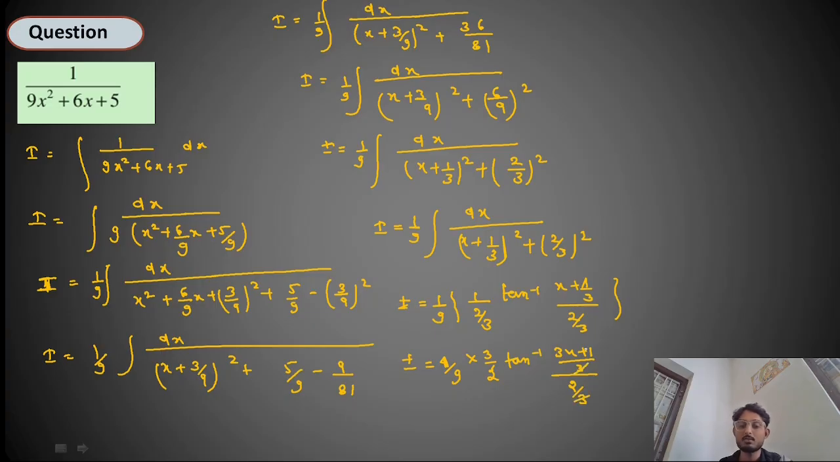Here 3 will be cancelled out from each other, and here 9 and 3 will be cancelled out. So you will get I equal to 1 upon 6 tan inverse 3x plus 1 upon 2 plus c. This is the final answer.